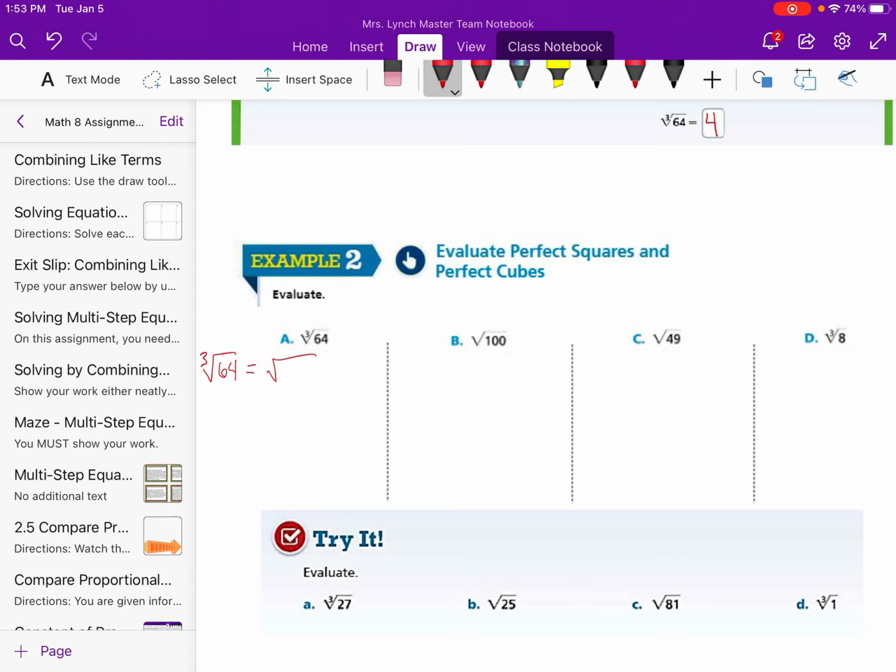That might seem familiar to you because we just did that. 4 times 4 times 4. Sorry, trying to make sure everything is under that line. And that turns into the same thing as the cubed root of 4 cubed, which eventually equals 4. Okay, so again, that's the one we just did on the last example as well.